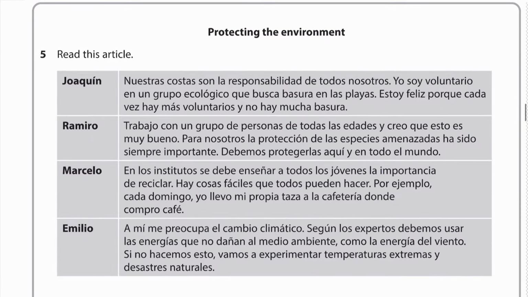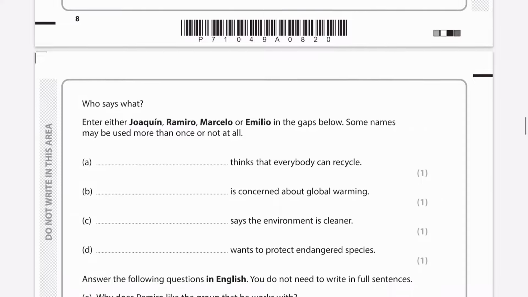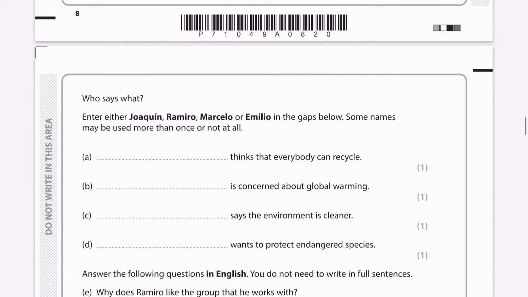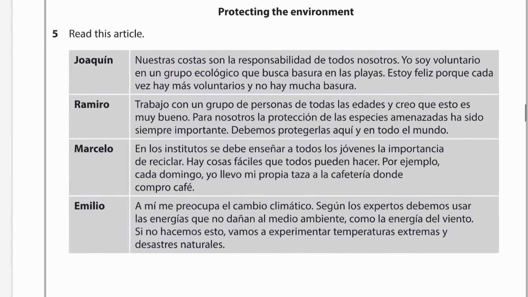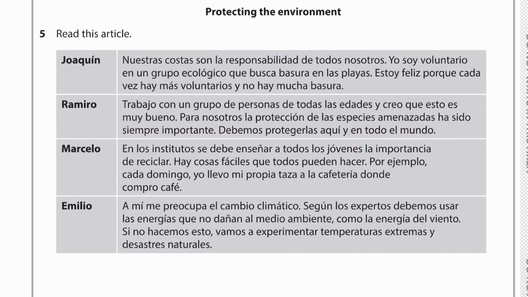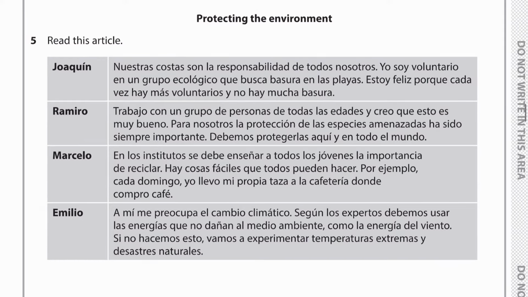Read this article. Is it multiple choice? Yes, it is. So this is one where you may have to read all of them at once or something. Let's see what happens. Just read the first bit and see if we can answer any of the questions. So, Joaquín, I think you'd say that name. Nuestras costas son la responsabilidad de todos nosotros. Yo soy voluntario en un grupo ecológico que busca basura, trash in the beaches. Estoy feliz porque cada vez hay más voluntarios y no hay mucha basura.